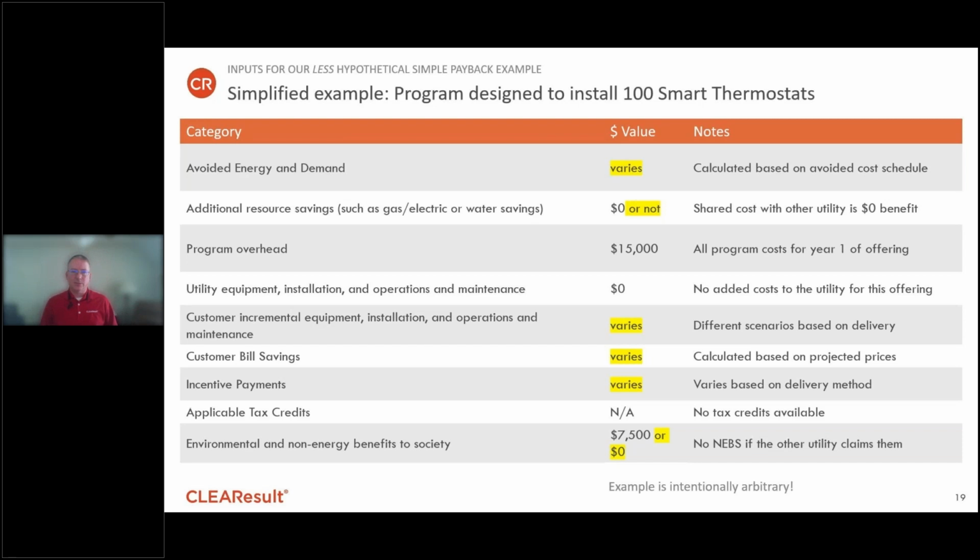Tax credits, you know, at the time, and I think this is still true, there's not a tax credit for smart thermostats. And then environmental and non-energy benefits, again, different territories may be required to not tell us what the energy savings is, but tell us what the carbon savings is. And different territories may not be allowed to make that argument, right? So it could be a big number, or it could be zero, depending on the regulatory environment and the political environment. So those things can definitely change.